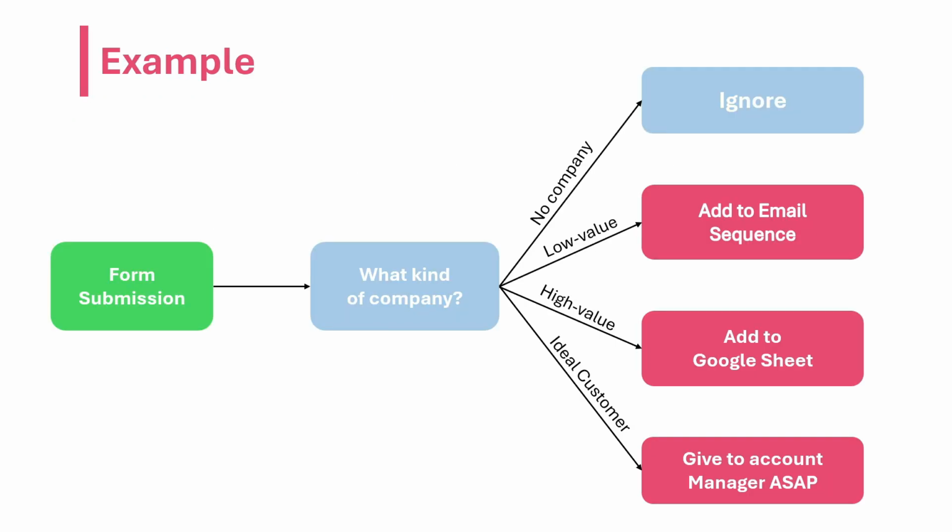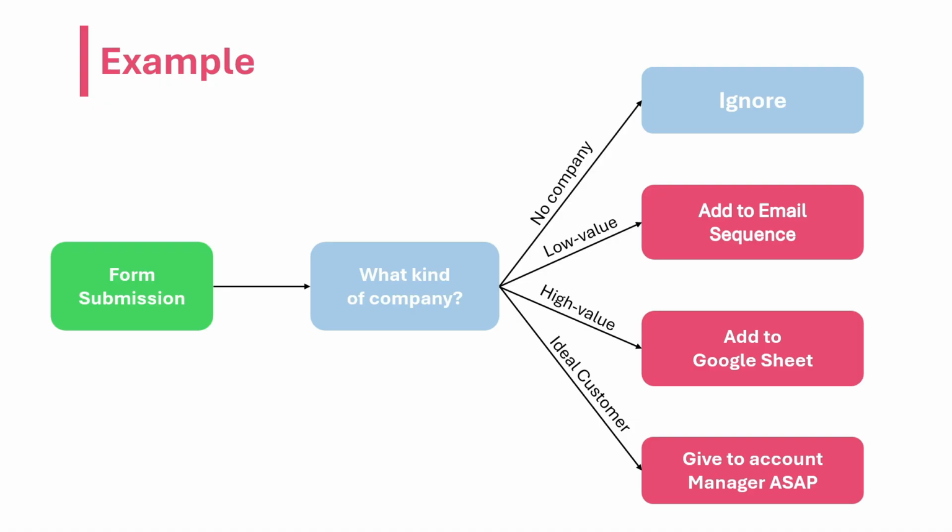Here is one example. Suppose a user fills out a contact form on your website, then he or she will submit the form, that is the form submission. Then it checks what kind of company it is. If there is no company data, then ignore it. If it has a low value, then add it to an email sequence. If it has high value, then add it to a Google Sheet. And if it is an ideal or genuine customer, we can say a premium customer, then give it to the account manager as soon as possible.